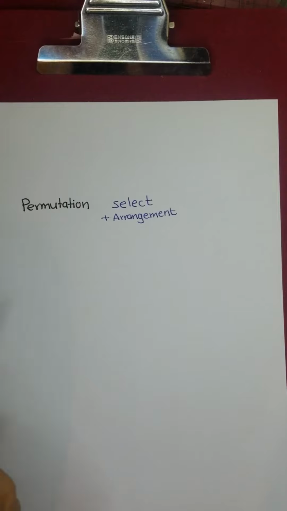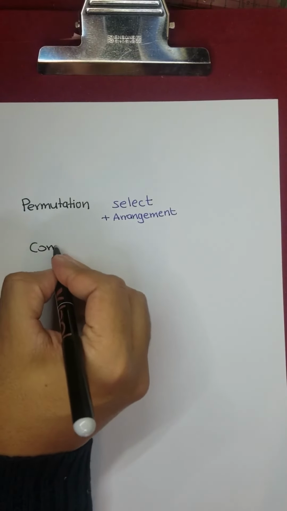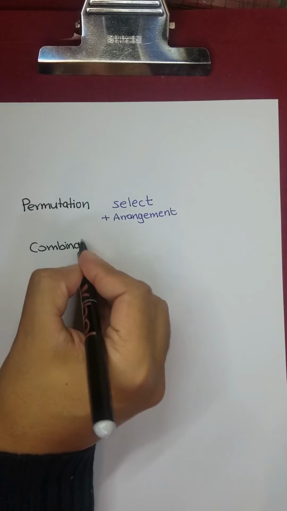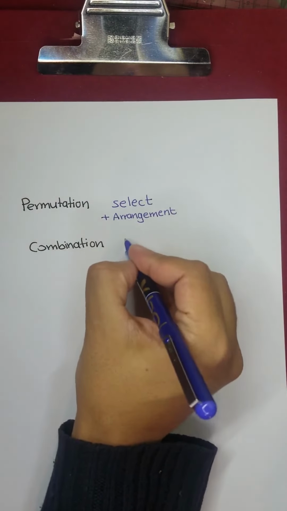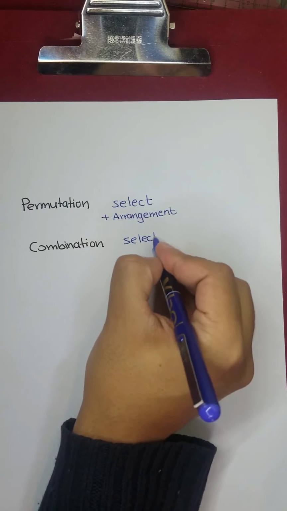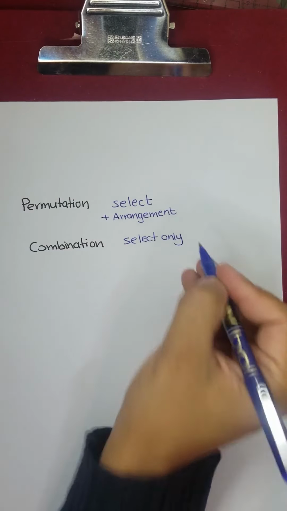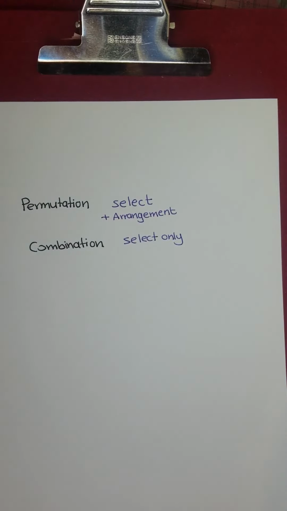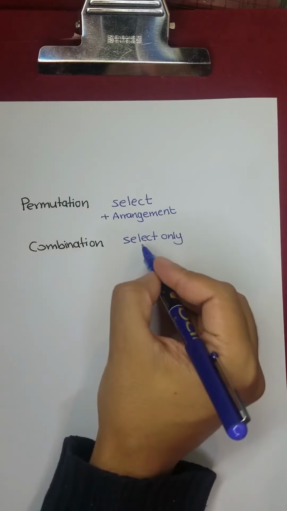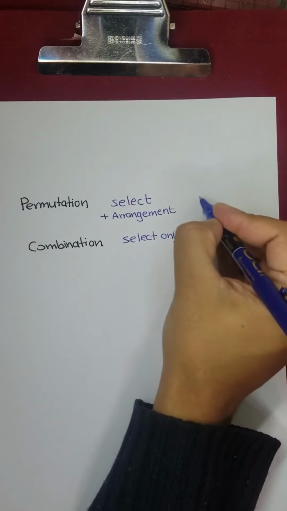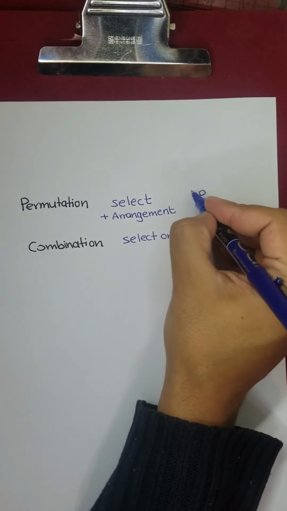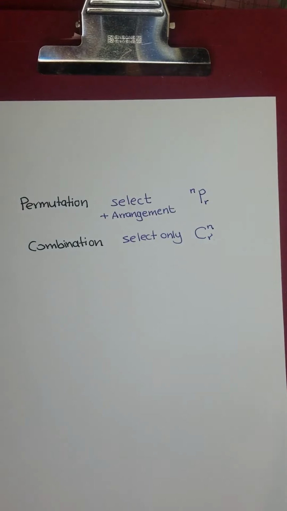However, in combination, all what we care about is selection only. I have explained this before in the first class of combinations. We said in combinations, all what we care about is selection only, and we don't care about the arrangement of the elements after we select them. So this is the number of the ways in which we can select R elements out of N elements, and this is the number of the ways in which we can select R elements out of N elements and then arrange those elements that we have selected.